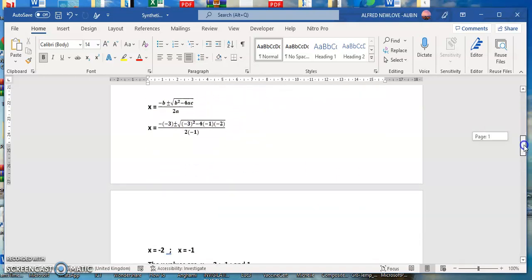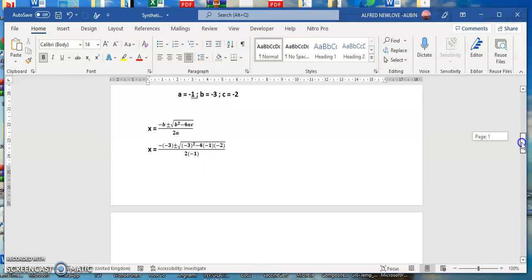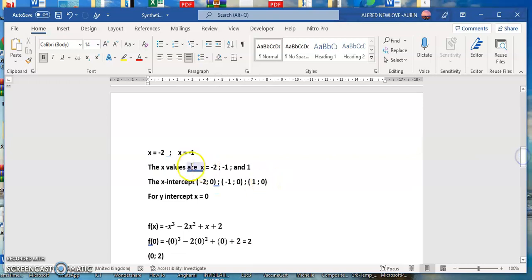Then if you press this on the calculator, you should get this one. Try it on your calculator. So our x-intercepts are minus 2, 0, minus 1, 0, then 1, 0. Where did we get the 1? Remember, the 1 is the one we found first.